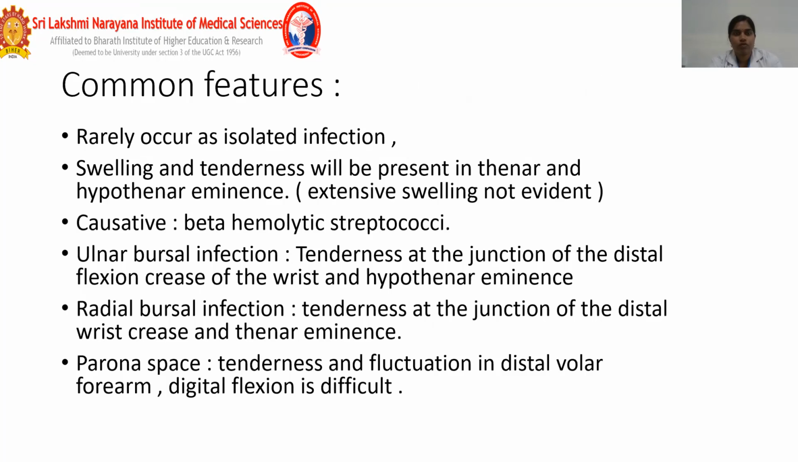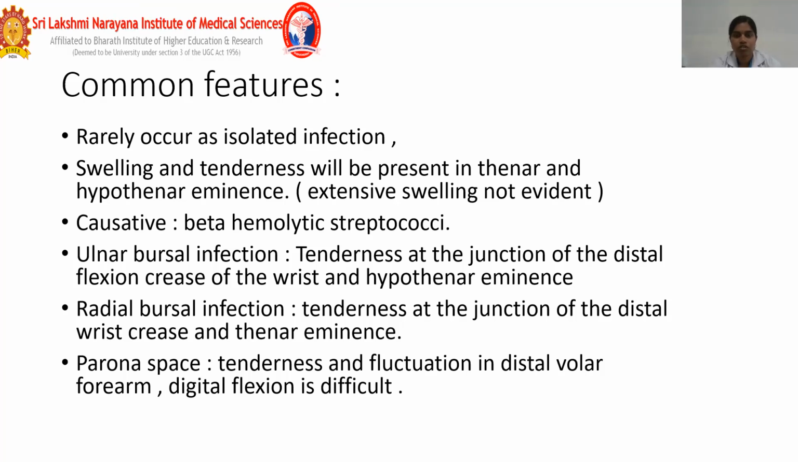The common features of flexor tenosynovitis: it rarely occurs as an isolated infection, and likewise the space of Parona infection. Usually the tenosynovitis extends and causes the space of Parona infection, and swelling and tenderness will be present in the thenar and hypothenar eminences. The usual causative organisms are beta hemolytic streptococci.